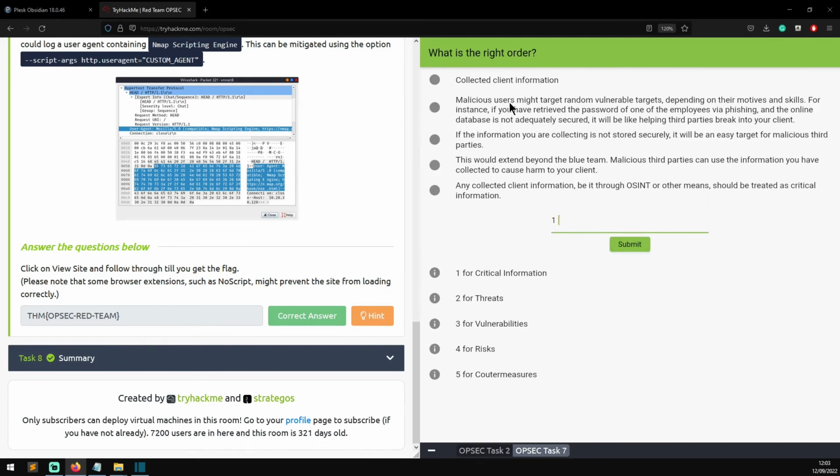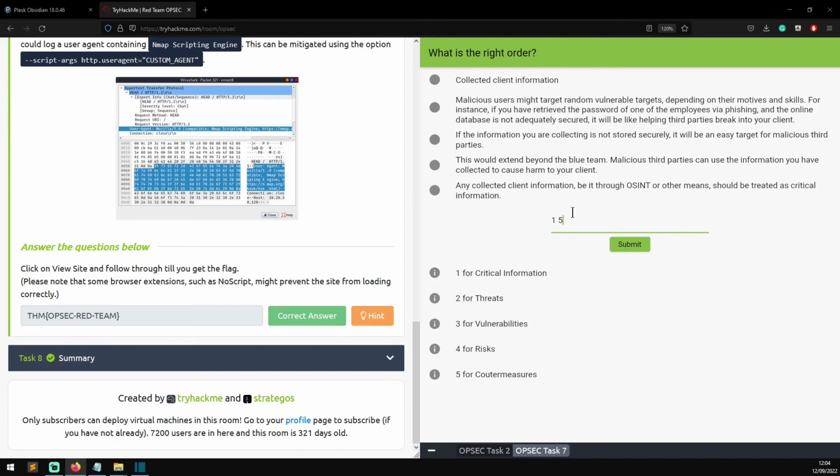And malicious users might target random vulnerable targets depending on their motives and skills. For instance, if you have retrieved the password of one of the employees via phishing and the online database is not adequately secured, it will be like helping third parties break into your client. And they're saying that that is 5 for countermeasures, I believe. So you have to put in countermeasures for this. Again, it's quite ambiguous. It doesn't really give you a definitive answer. It's just presuming that's what they mean.